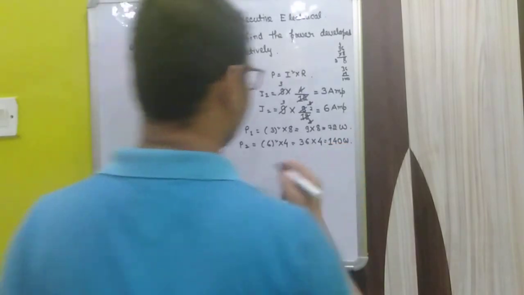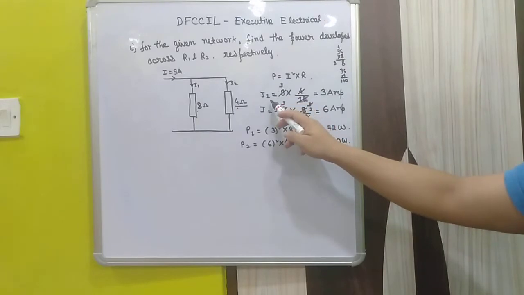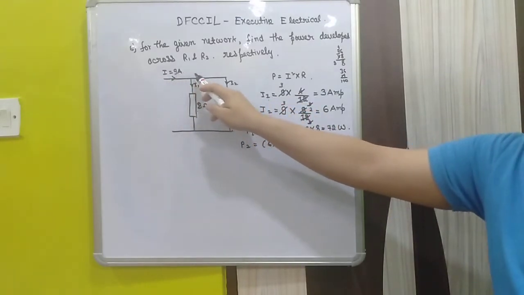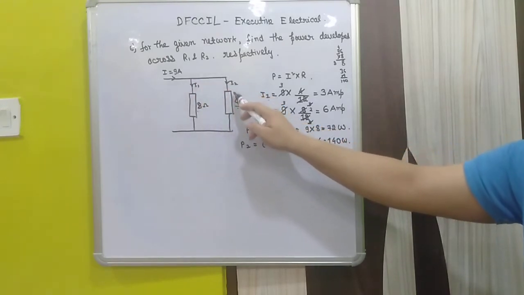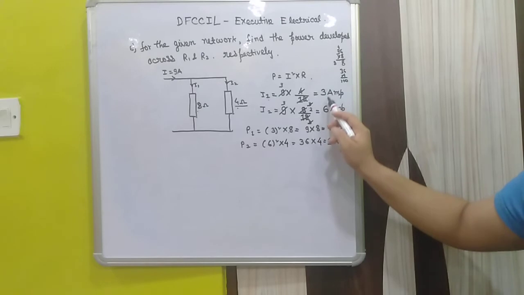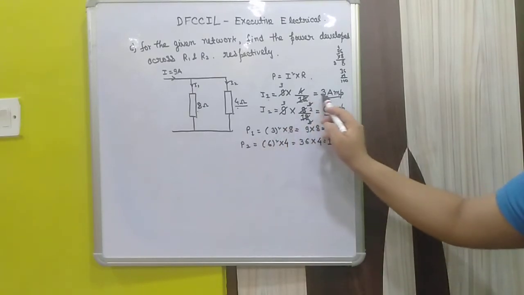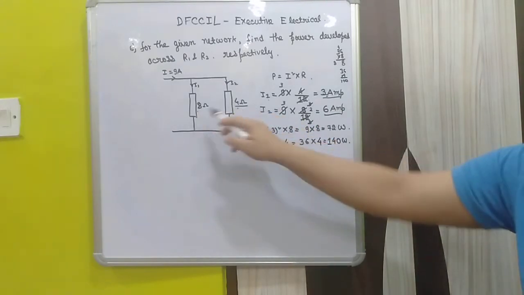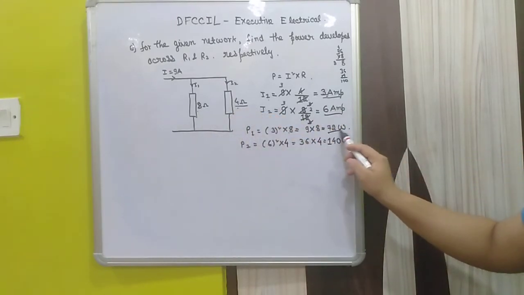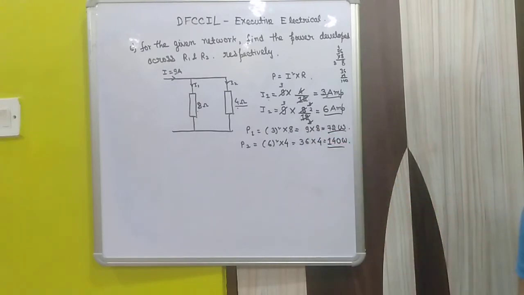Now I hope you have understood how I have calculated the power developed. I1 is equal to 9, the current source, 9 ampere going over there, that is 4 by 12, and this is 9 into 8 by 12, that is 3 ampere, and the other is 6 ampere. So P1 is 3 square into 8, and P2 is 6 square into 4. I have calculated 72 watt and 144 watt. This is the final answer. So I hope you have understood.